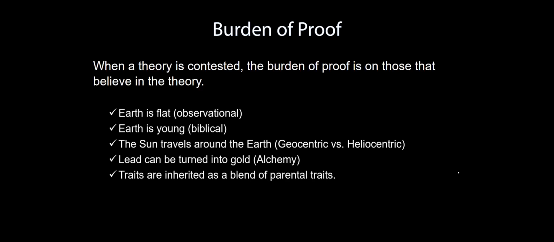All right, so as I said, when a theory is contested, the burden of proof is on those that believe in the new theory. So for example, we've gone through very significant changes over the last few centuries, right? We used to believe the Earth was flat based on our observations. We used to believe the Earth was young based on what the Bible tells us and the fact that Western civilization is generally built upon biblical notions. We used to believe that the sun travels around the Earth, okay? And so you have the geocentric versus the heliocentric model. And that lead can be turned into gold, so we had alchemy, and of course traits are inherited as a blend of their parents.